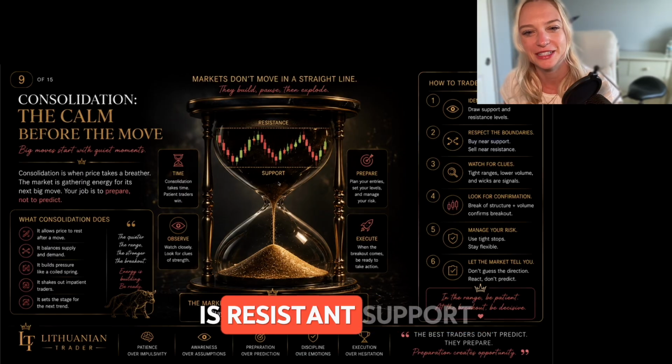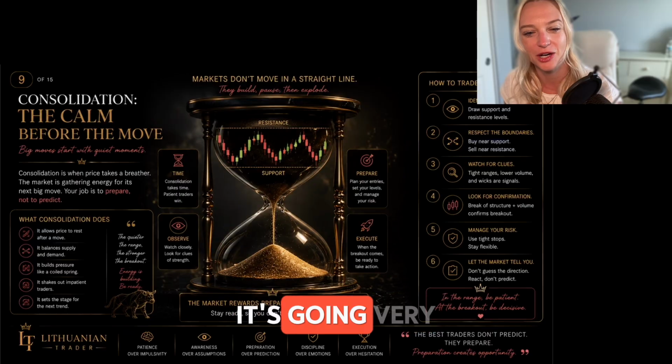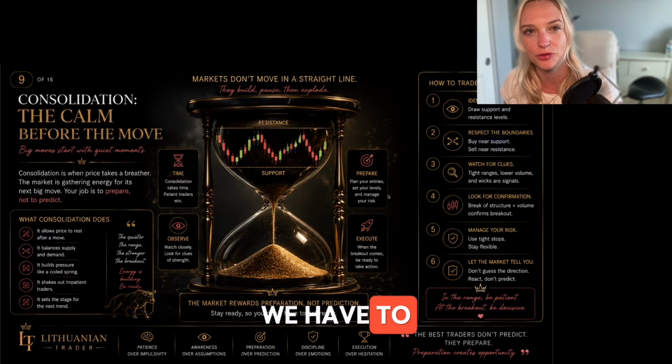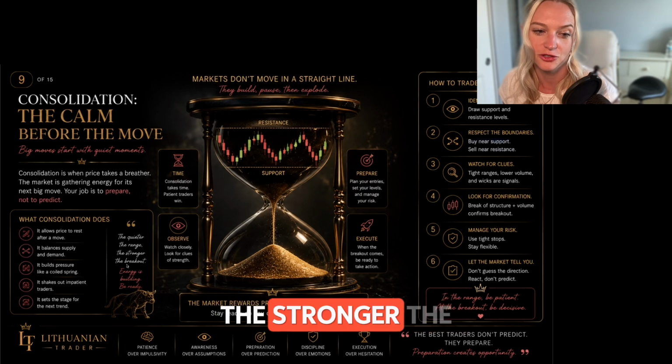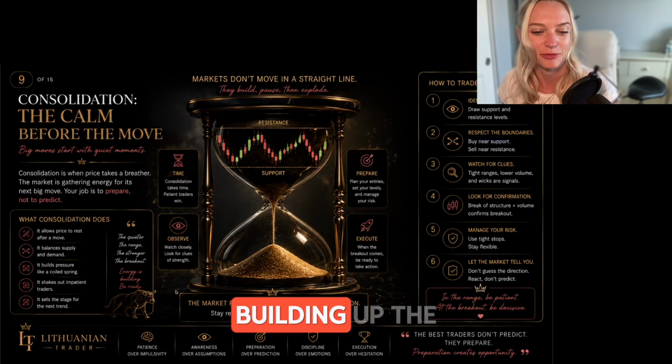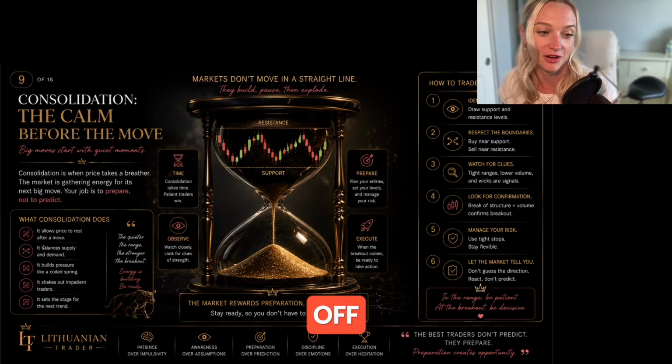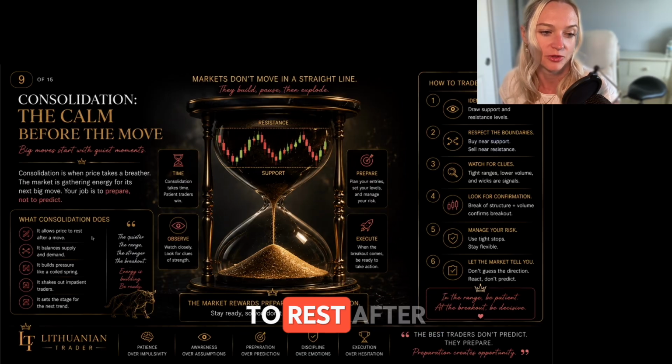So it is resistance, support. It is resistance. It's going very, very, very slow. We have to prepare. We have to execute. We can also absorb. The quieter the range, the stronger the breakout, they say. They're building up the energy to take off one way or the other. It allows price to rest after the move.